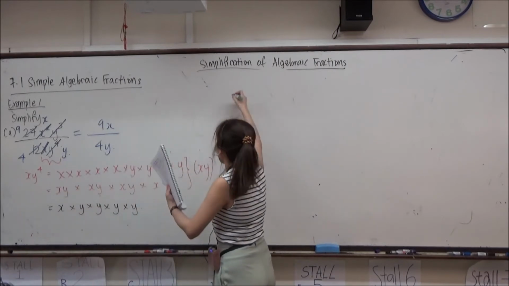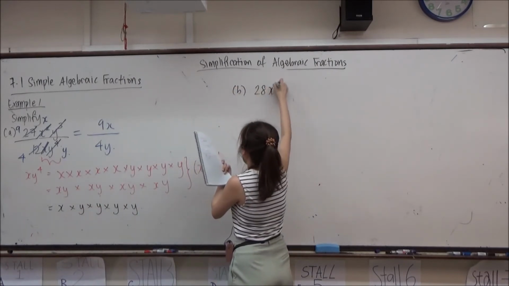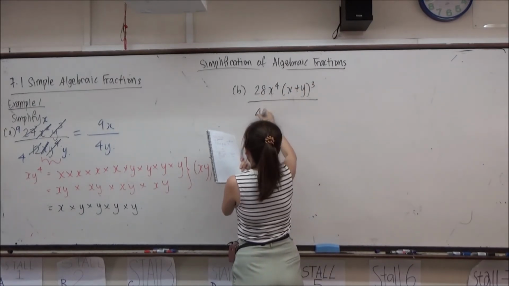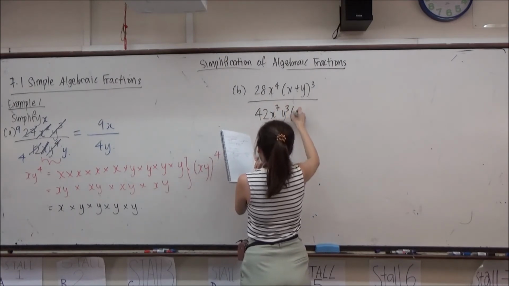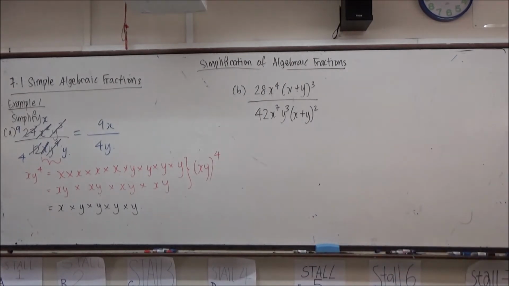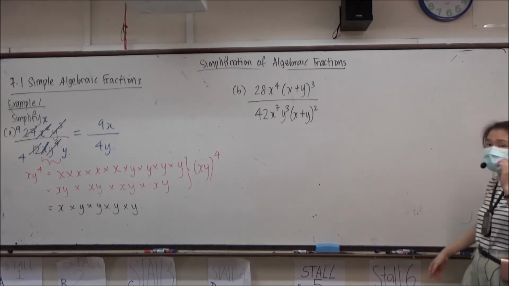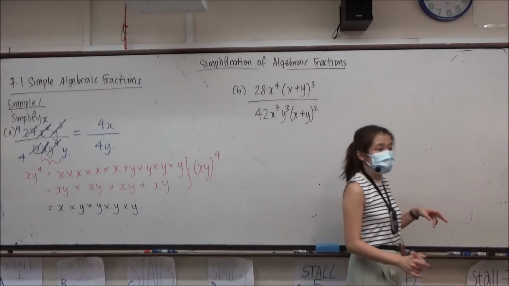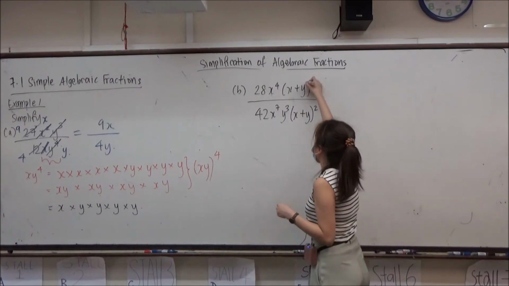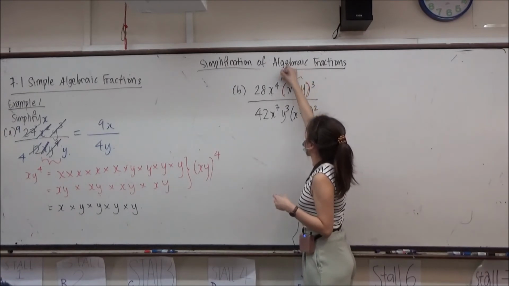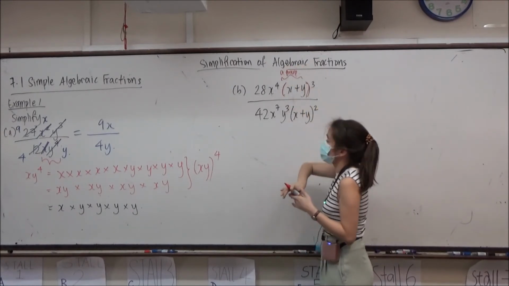Now let's take a look at part B. Okay, for part B, we got this fraction. Okay, so just now I said that if there's a plus and minus, we got to be very careful, cannot anyhow cancel. Okay, but if there are brackets involved, the brackets serve as a grouping function. Okay, so they're telling you that x plus y is a group. Okay, a group. Alright, so everything is together.